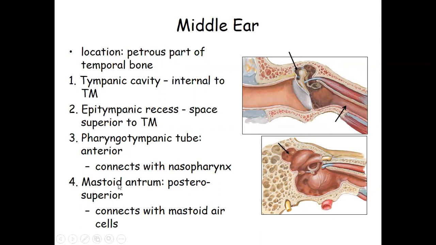Then toward the back, at the posterior-superior part, we have the mastoid antrum. This mastoid antrum connects with the mastoid air cells. If you see here, the small holes here are actually the mastoid air cells.